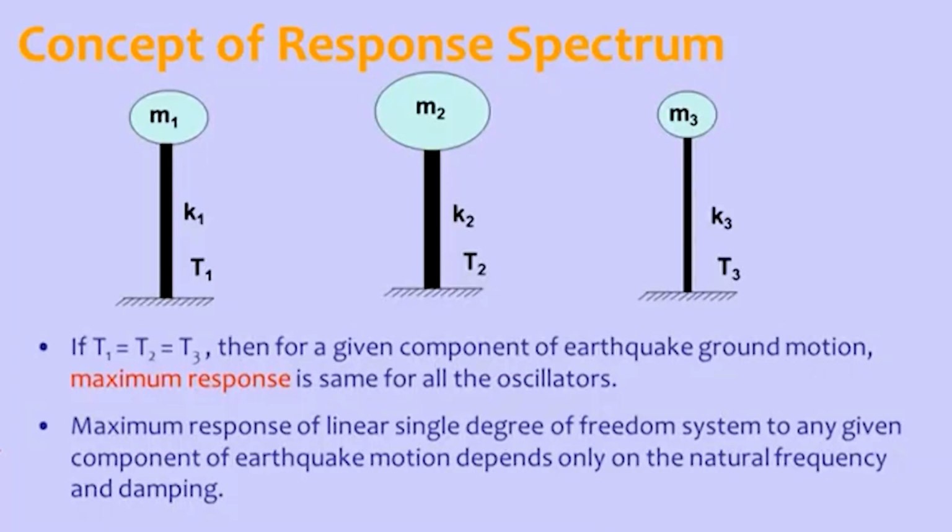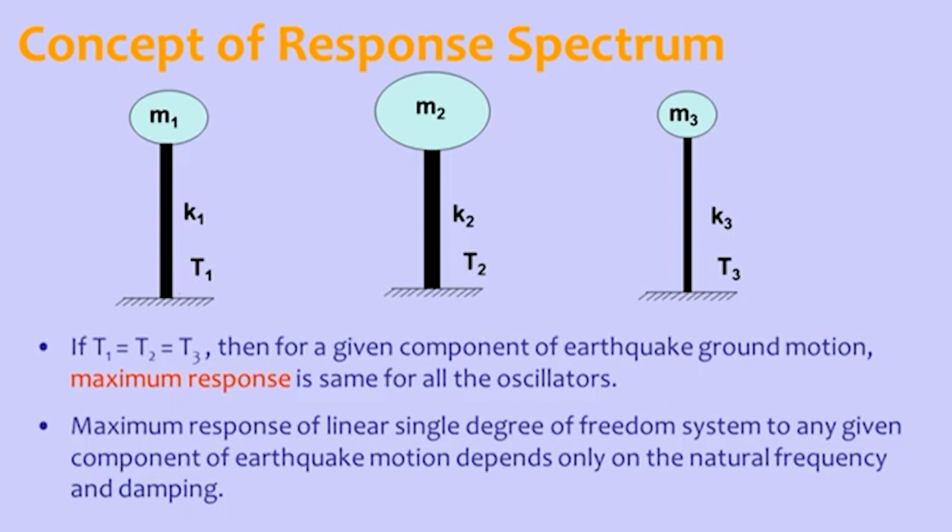This response quantity can be maximum displacement, maximum velocity or maximum acceleration. So, we can plot response spectrum for displacement, for velocity and for acceleration. Now, what is this concept all about? Let us look at this slide and understand.